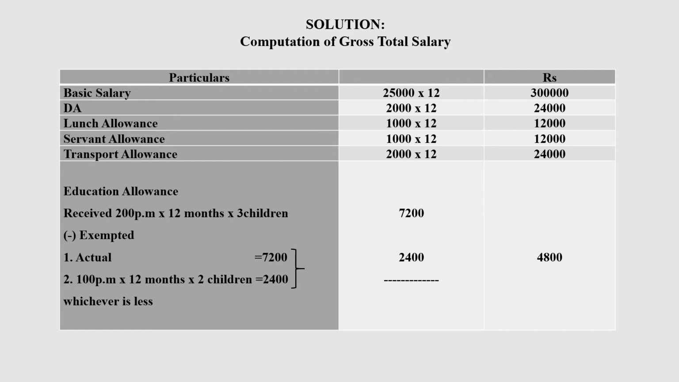So 7,200 or 2,400, whichever is less can be taken to the outer column, which is exempted. 2,400 is lesser here, so take 2,400 out to the outer column. From the actual amount received, minus 2,400, you will get 4,800. That will be your taxable amount. The exempted amount is 2,400; minus it from the actual that you're receiving. So the taxable amount is 4,800.